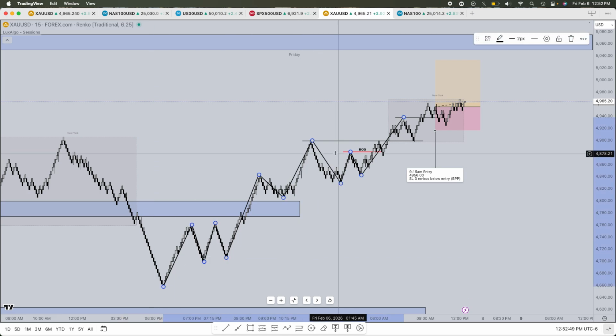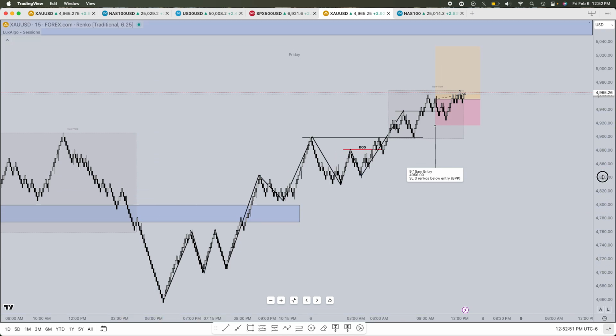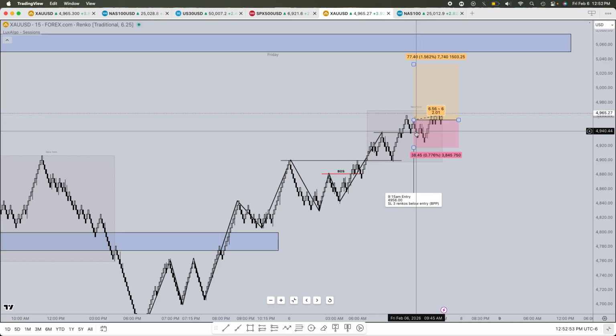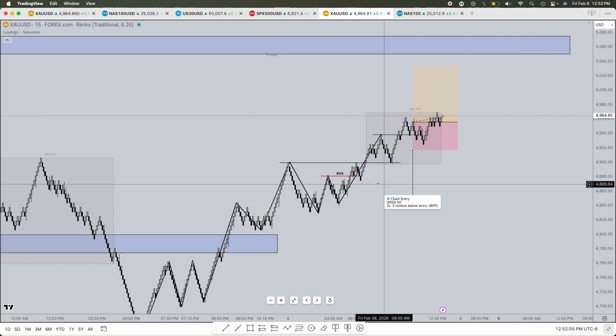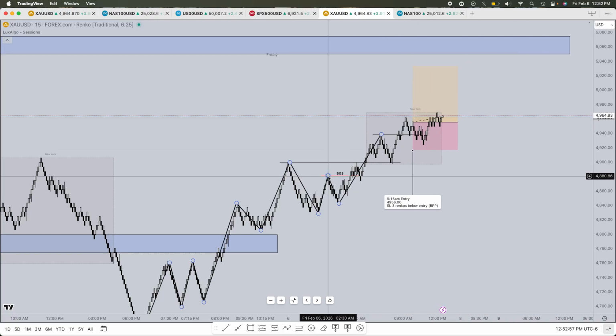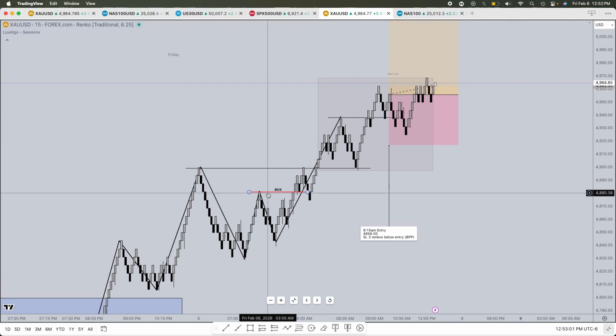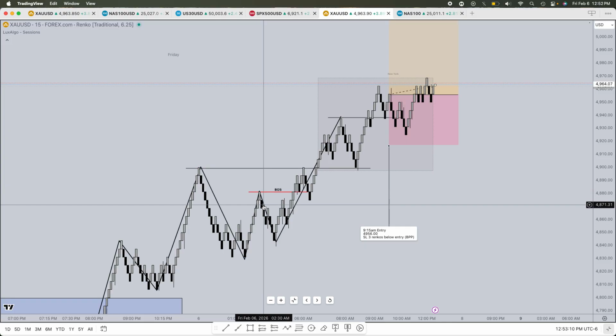I just have my 15 as black, and this is as simple as it gets. This is my entry for the day. I didn't take it, but I marked it up already, right? This was the last swing point that was broken, broken to the upside. Well, yeah, this was the last swing point. This is from 2:30. I took this as a sell this morning.